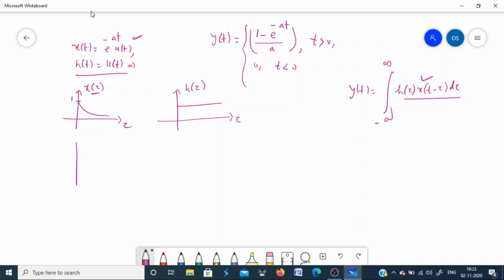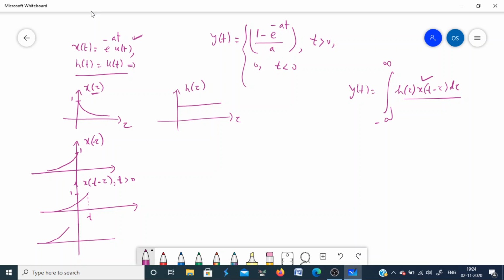If I fold it first, it will become x of minus tau. The function will become like this. And then when I shift it, again either it will be shifted to the left or right depending upon whether my t is positive or negative. So x of t minus tau for t greater than 0 will be shifted to the right by some time t. And for t less than 0, it will be shifted to the left. This is 1, this is t, this is for t less than 0.